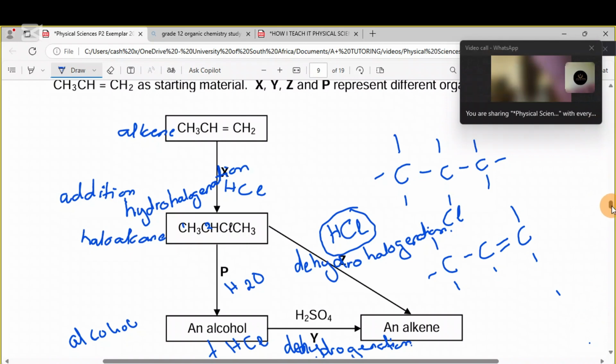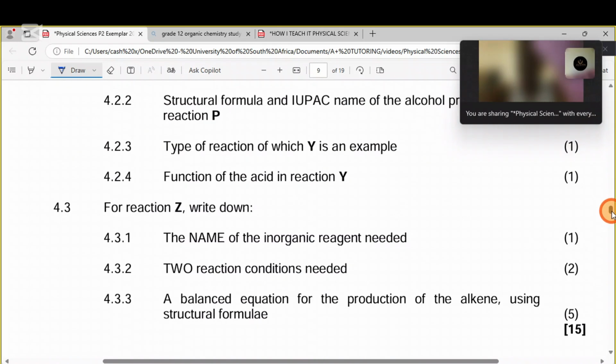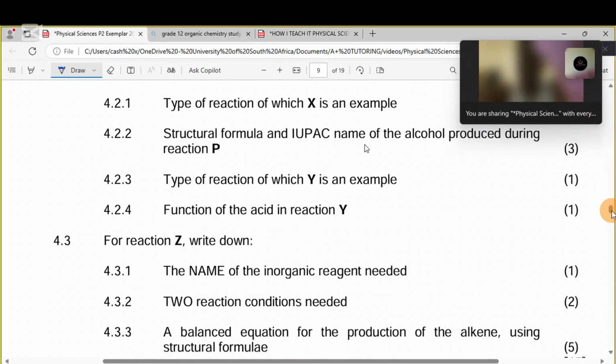You draw it, and then that's how you see it. Now these questions are not asking what type of reaction it is, which we did, but the structural formula and the name for the alcohol. I want you to do these ones on your own, and then send me the answer on school WhatsApp. Okay, I can send it to you now. Then you see here which says name the inorganic reagent.